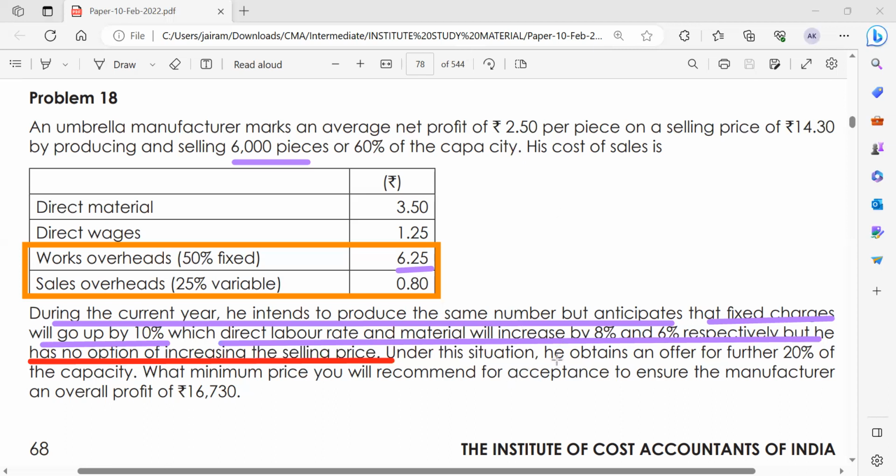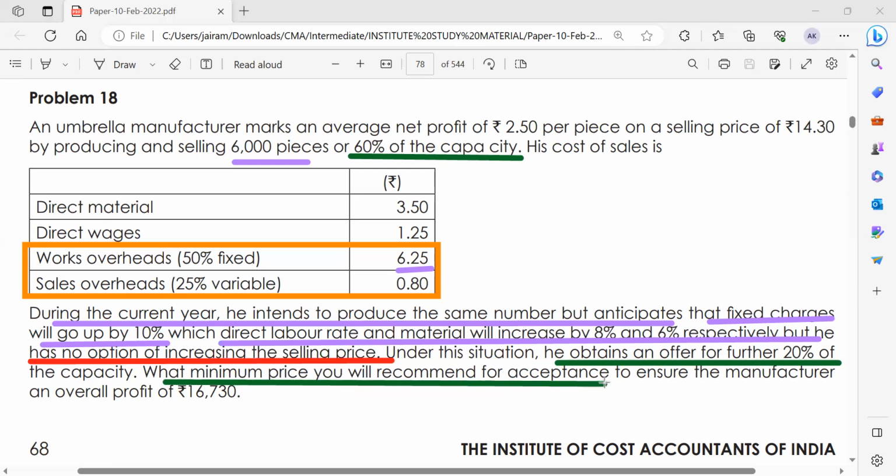Now he obtains a further offer for 20%. He is only using 60% of the capacity now, so he's getting a further 20% order. He has unused capacity, so he can use it. What they are asking here is, what minimum price will you recommend for acceptance to ensure that the manufacturer gets an overall profit of 16,730. So you want a total profit of 16,730.